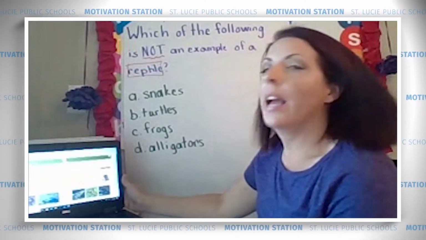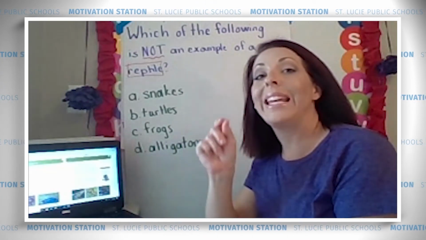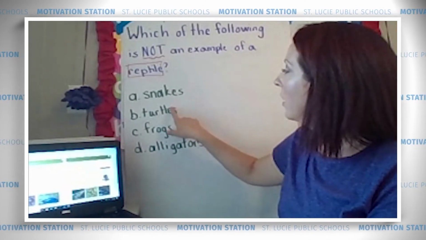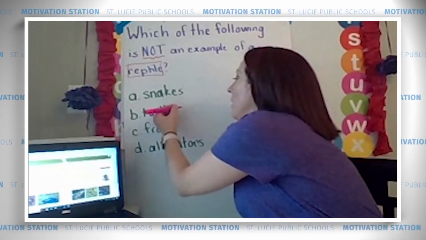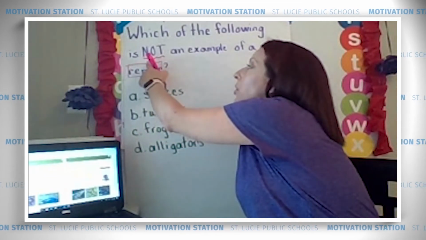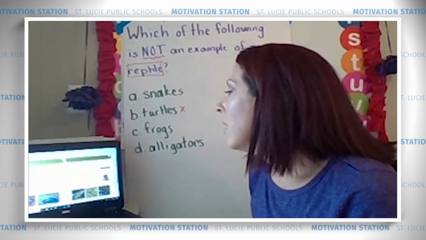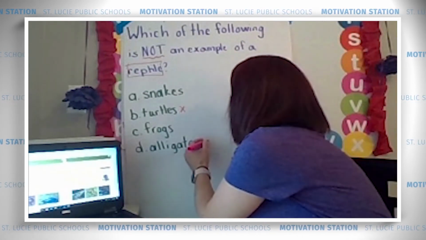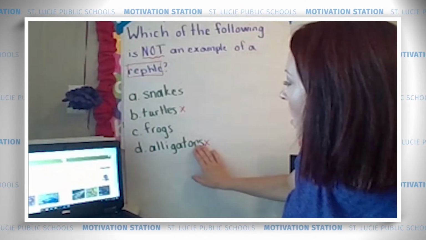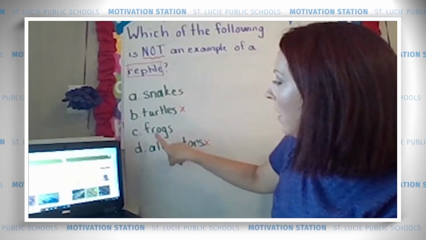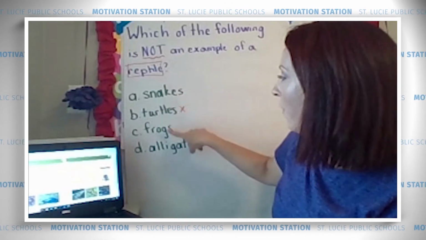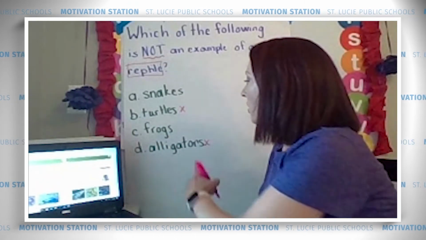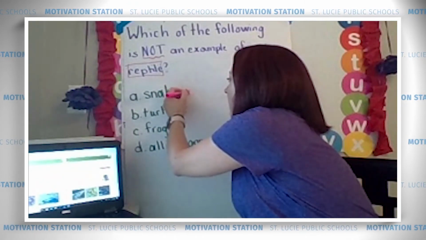So let's go through and check our answers, because I'm looking for what is not a reptile. So include turtles. Do I see turtles on there? I do. So it's not B because that is a reptile and I'm looking for one that is not. Crocodiles. Do I have that one on there? Nope. Alligators. There's that one. Remember, I'm looking for something that is not. Let's see. Snakes and frogs are left. So common reptiles include turtles, crocodiles, alligators, snakes, and lizards.